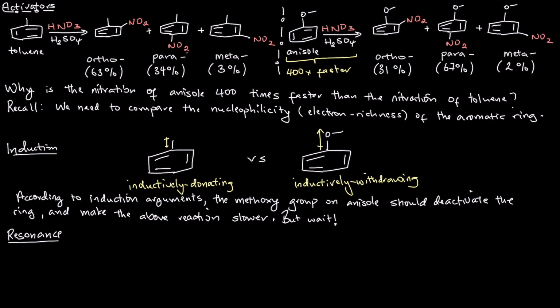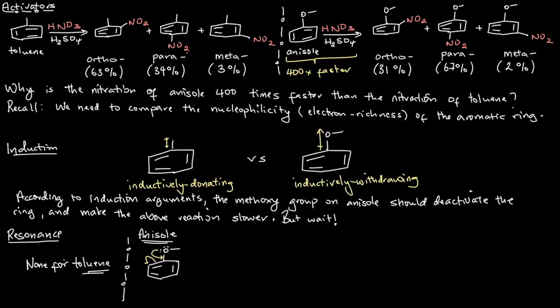And the other argument that is stronger in most cases than induction is resonance. And for toluene, the methyl group does not do anything when it comes to resonance. Of course, there's no lone pair or empty p orbital to affect resonance in any way, shape, or form with that aromatic ring. However, for anisole, there is a lone pair on that oxygen that can donate electron density to the ring.